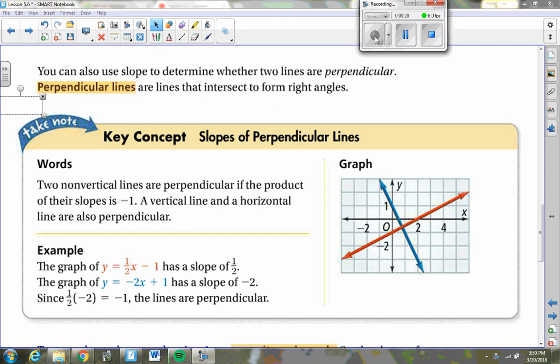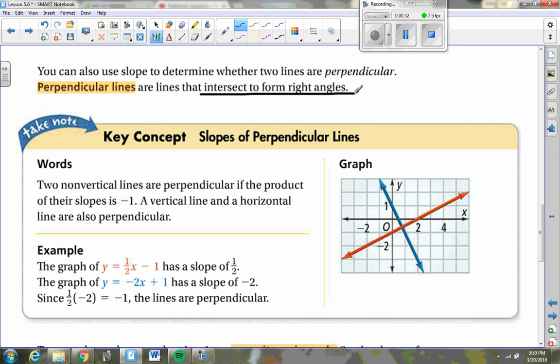In this video we're going to talk about slopes of perpendicular lines, which as a reminder, perpendicular means lines that intersect to form a right angle, which also means a 90-degree angle, like you can see here in this picture. These two lines intersect to form a 90-degree angle. They're called perpendicular. So what we're going to look at today is how the slopes of these lines are related and how we can write equations for perpendicular lines.